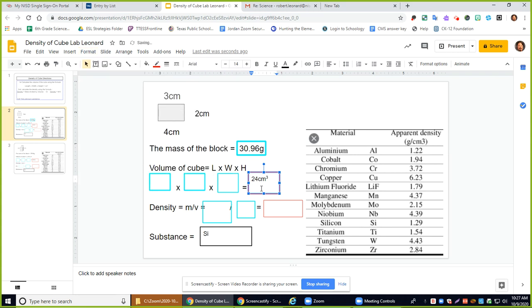All right. So then from there, now let's write the formula for density. Go ahead and write the formula in your science spiral. Go ahead and write density is equal to mass divided by volume. So density is equal to mass divided by volume. What is my mass? It is 30.96 grams.